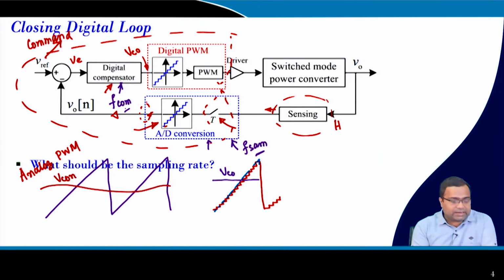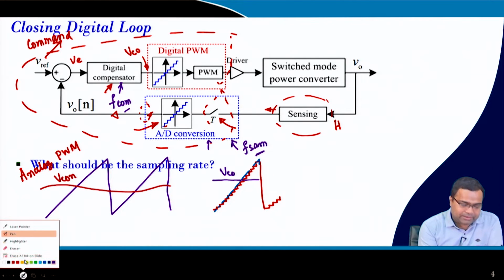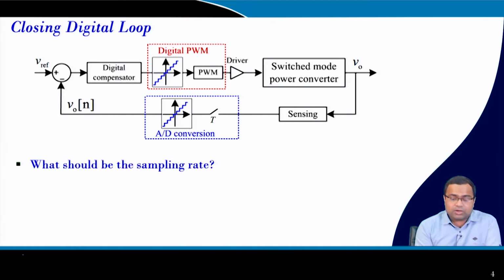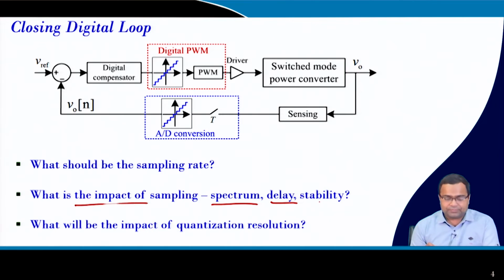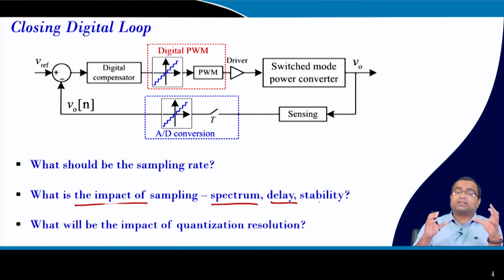So, that means the next question that will come to our mind is, what should be our sampling rate? Should it be higher than the switching frequency, lower than, same, what? If it is higher, by what factor should it be higher? Then we will also see what is the impact of sampling, like in terms of power spectrum, delay, stability, that also you have to see, and then what will be the impact of quantization resolution.